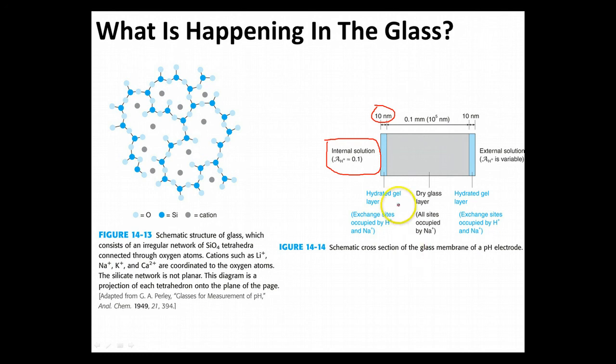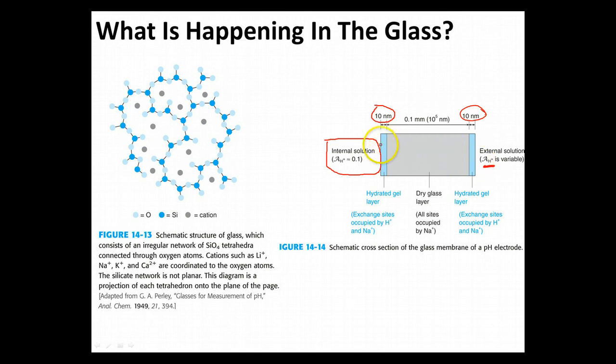On the other side, we're going to have another hydrated gel layer, and this is going to be on the outside layer of our probe, the external solution. We're going to have a variable amount of H plus. Remember, we always say that a pH probe is really measuring activity, not concentration, but with some knowledge about activity coefficients, we get our concentration, and often we just say they're about the same thing. So in that thin layer, we're going to have H plus sticking on as well.